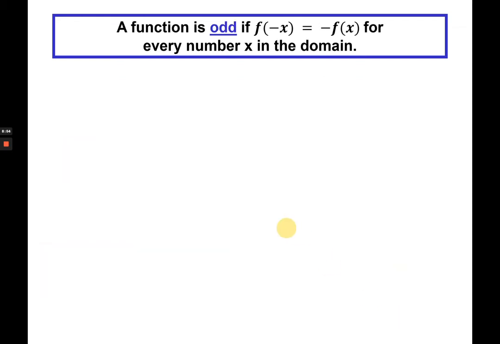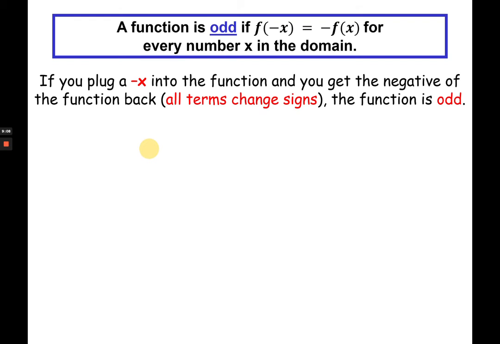Let's consider the definition of an odd function again. A function is odd if f of negative x is equal to negative of the function for every number x in the domain. Meaning to say, if you plug a negative x into the function and you get the negative of the function back, all terms change signs, the function is odd.